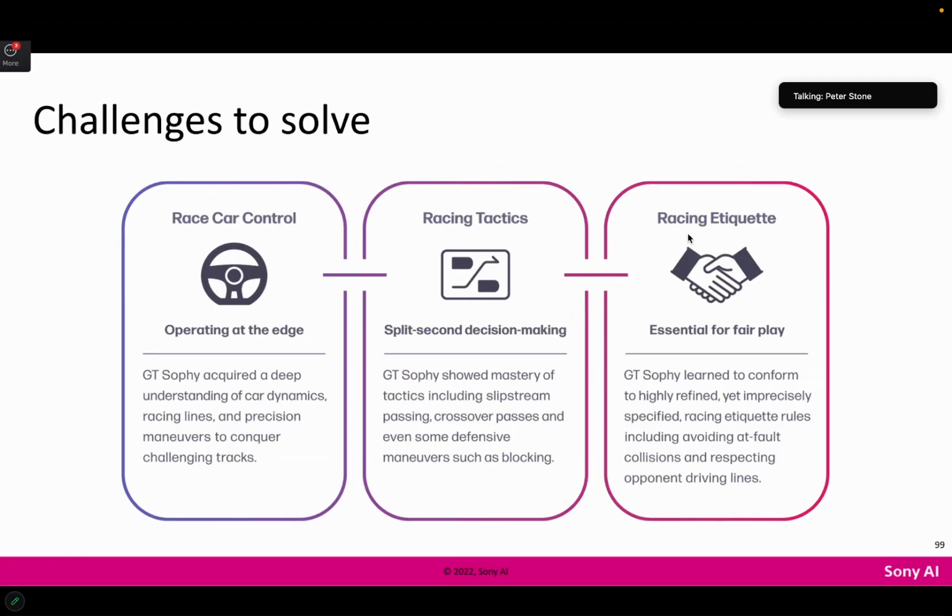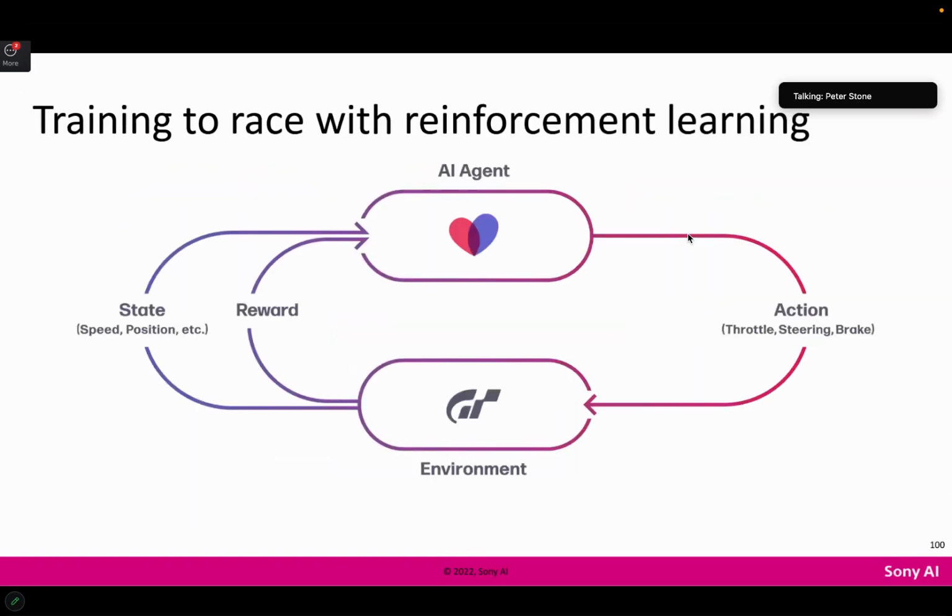I'll show you examples. And then finally, one of the most intriguing aspects is that there's a complex etiquette to racing that's not really well defined. There's a human judge, a human steward, who enforces the rules of etiquette and sportsmanship, and we had to somehow encode that into the agent.